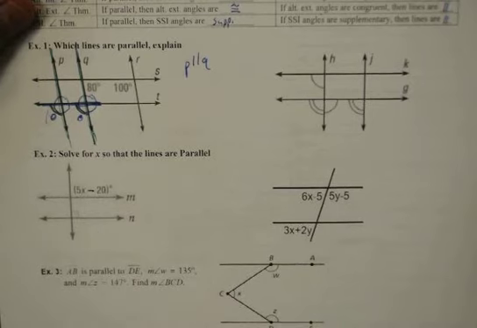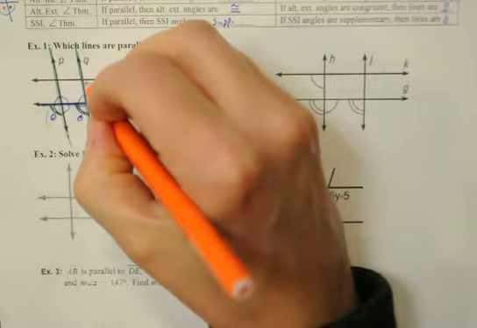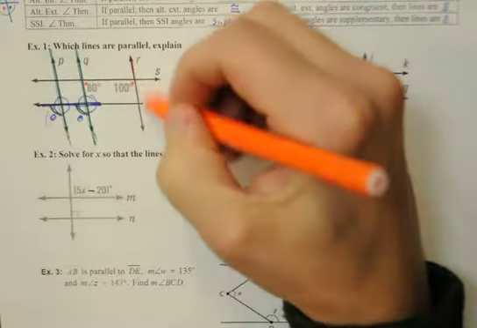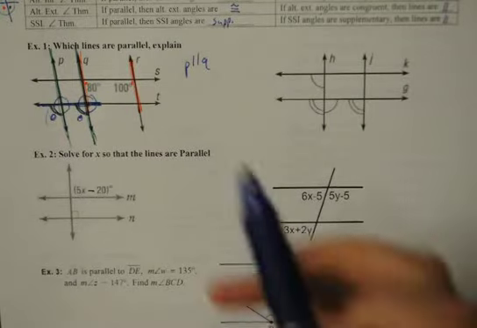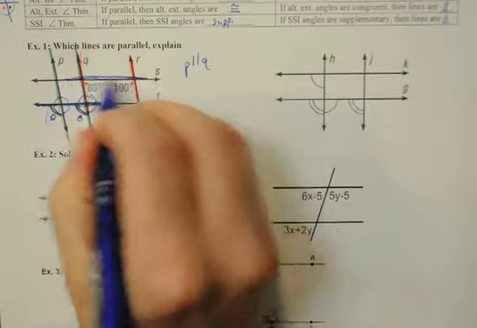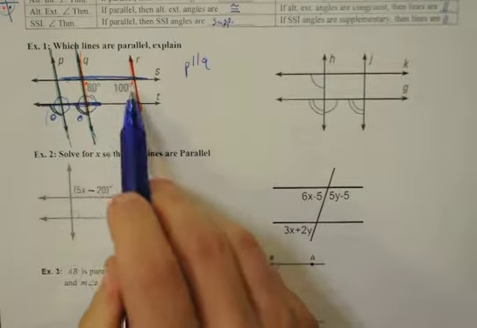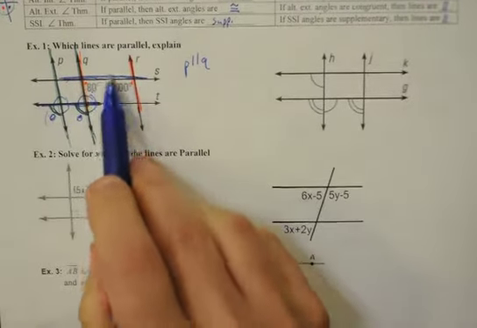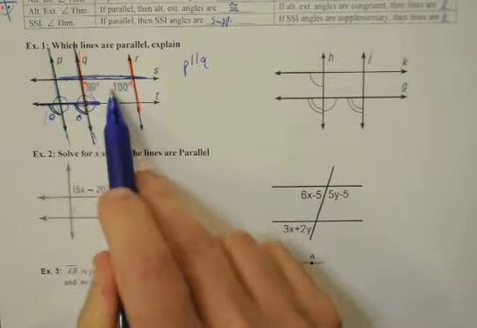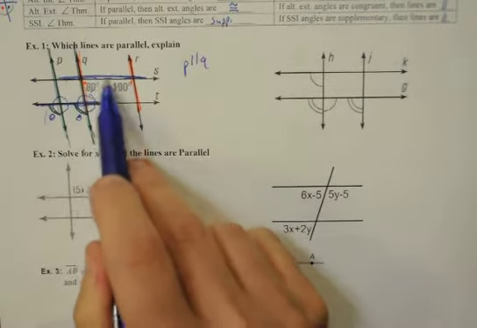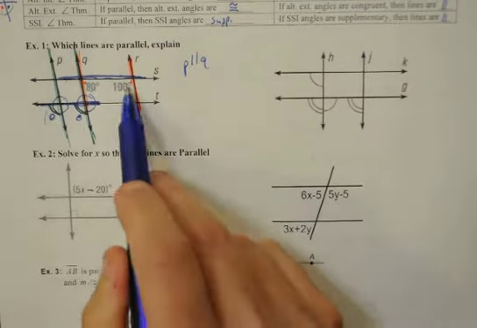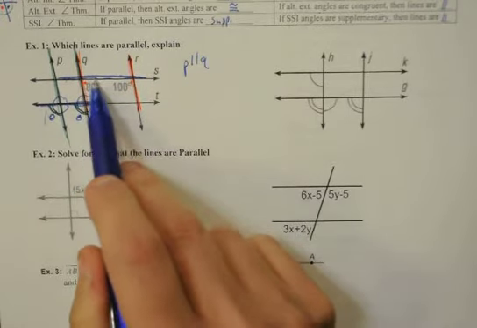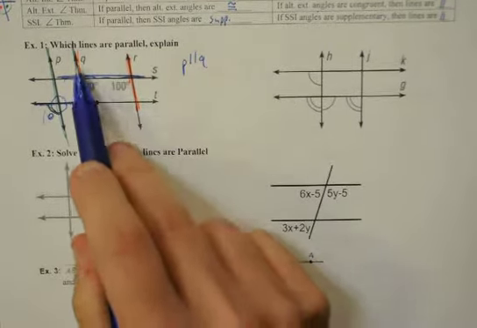Now, if you look at this angle and this angle, R and Q, with this transversal right here, these are same side interior angles. They're on the interior of R and Q, and they're on the same side of this blue line. So these are same side interior angles, and they add up to 180 degrees. So because these same side interior angles are adding to 180 degrees, that makes Q parallel to R.